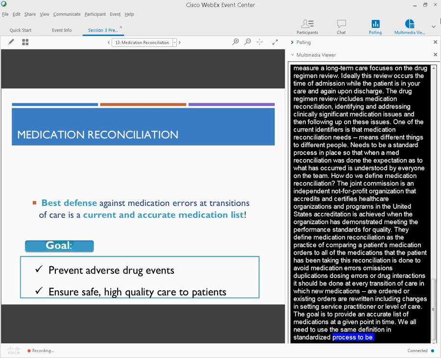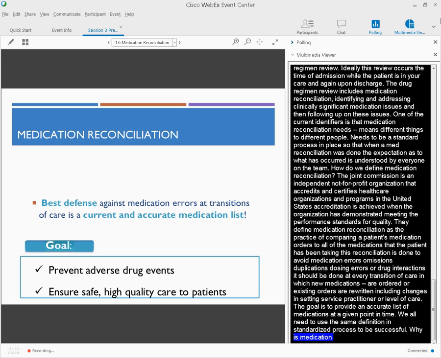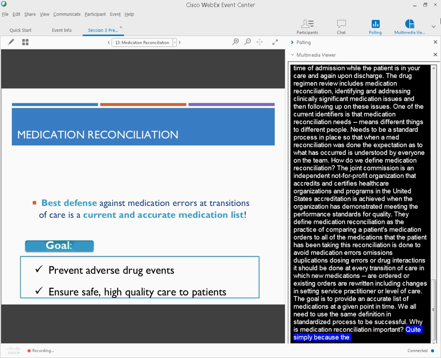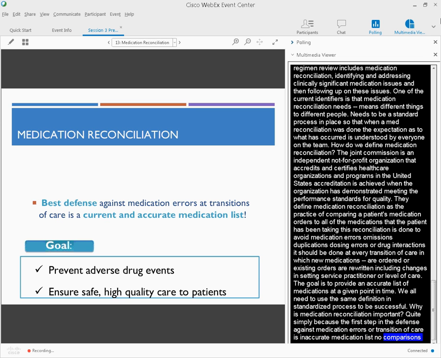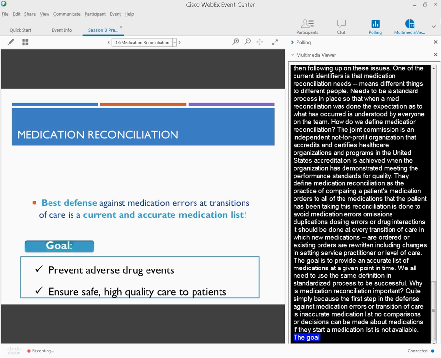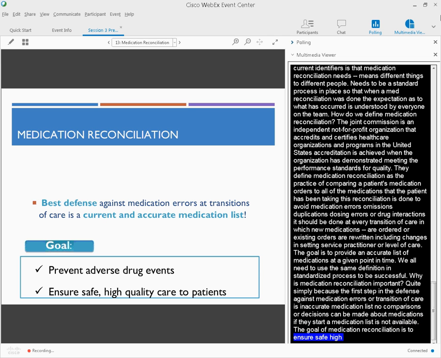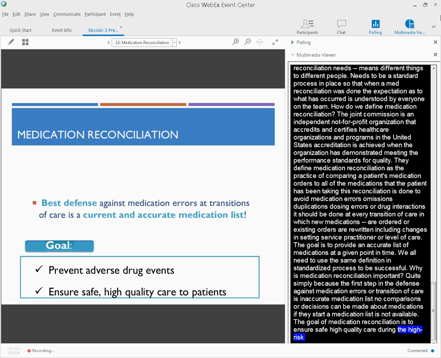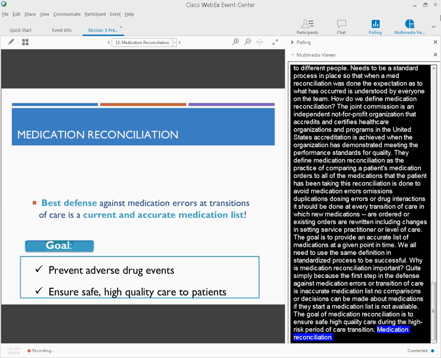So why is medication reconciliation important? Quite simply because the first step in the defense against medication errors at transitions of care is an accurate medication list. No comparisons or decisions can be made about medications if a starting medication list is not available. The goal of medication reconciliation is to ensure safe, high-quality care during the high-risk periods of care transition. Medication reconciliation has become a standard for safety and quality of patient care, yet it is still not established as an efficient and effective standard of practice everywhere.